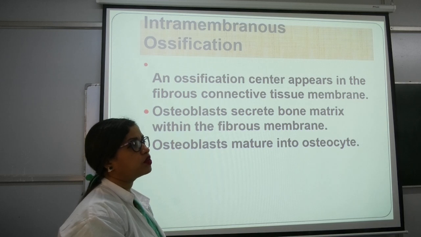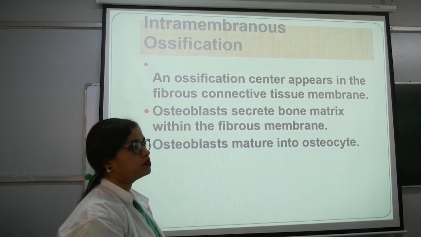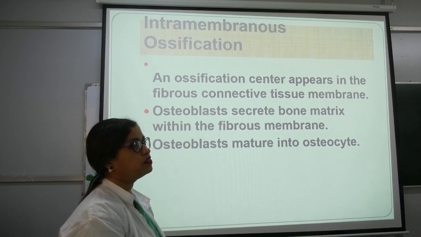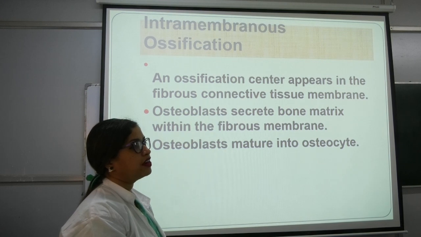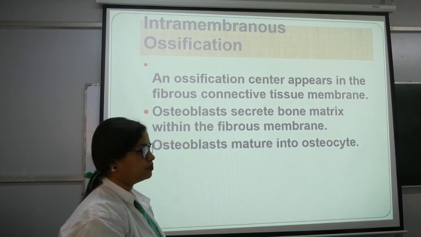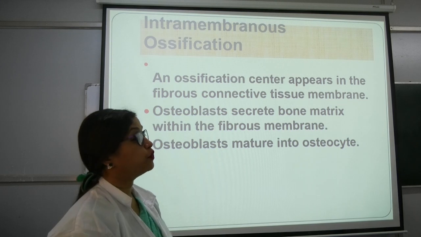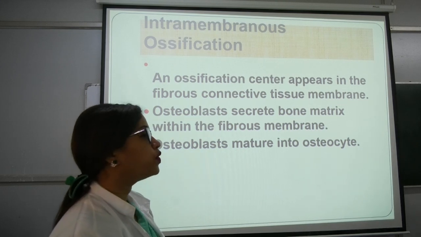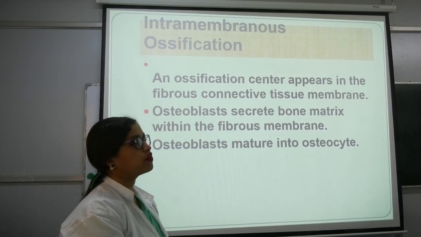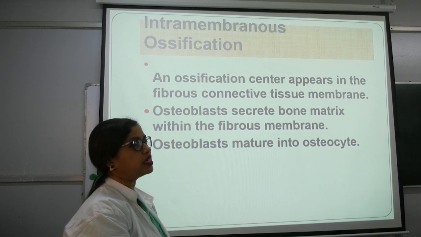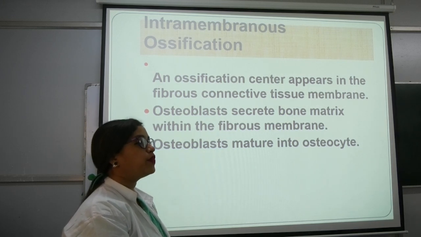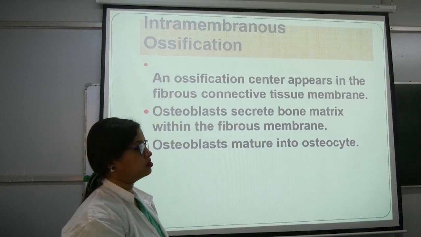Lower end of fibula. Lower end of fibula defies the laws of ossification. What are the laws of ossification? The center that appears first fuses last.